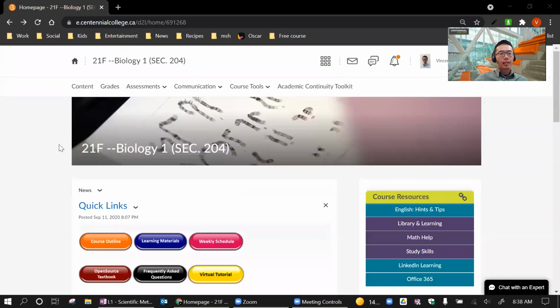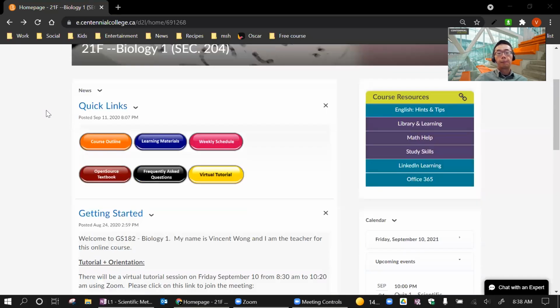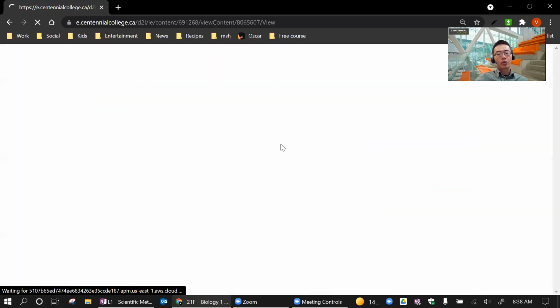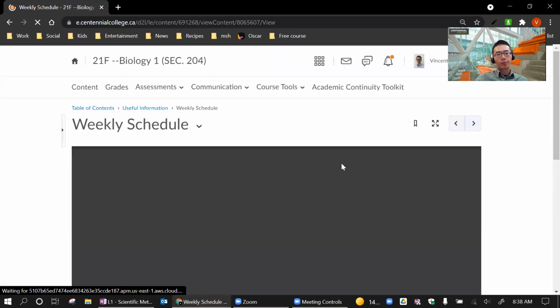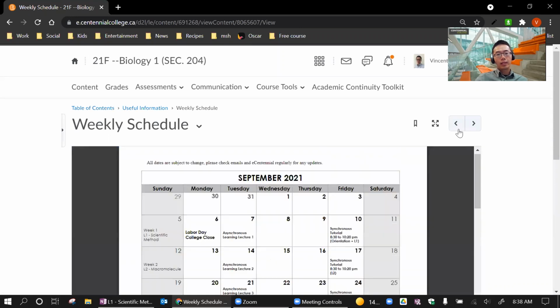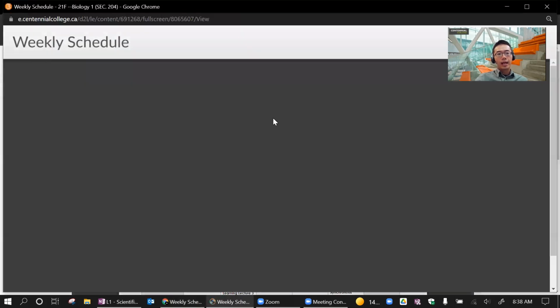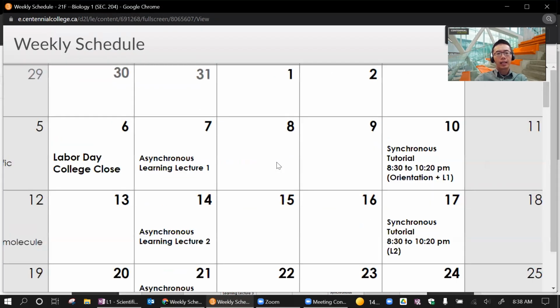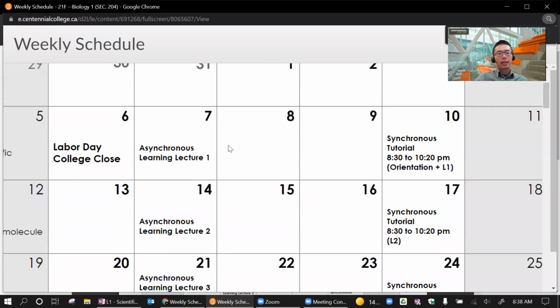Okay, so let's take a look at what you have to do for each class. The first thing you should do is to download the weekly schedule. So there is a quick link button here that you can click on, and it will take you to the weekly schedule. Okay, so here is what it looks like, and it will tell you when everything is going on in the class. So for example, you can see we are here today, doing the synchronous tutorial, and the time block is 2 hours.